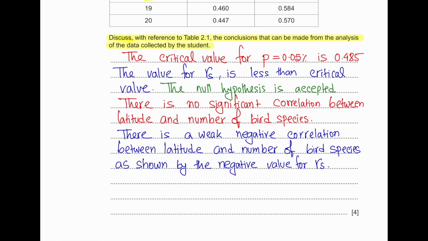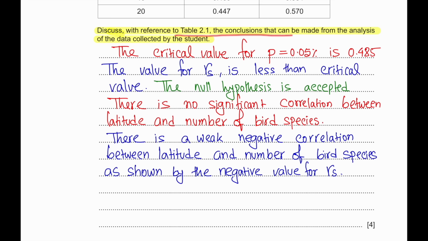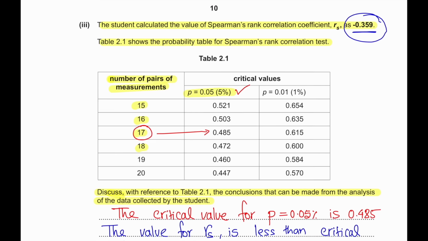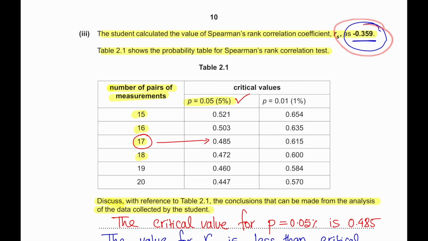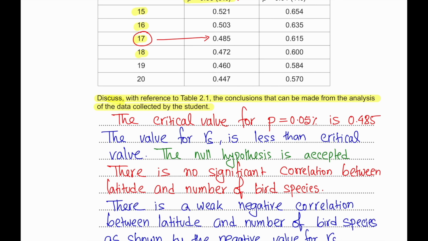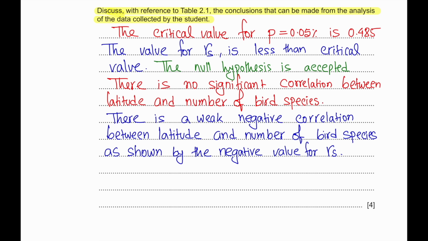So the question was, discuss with reference to table 2.1 the conclusion that can be made from the analysis of the data collected by the student. We can see this RS value is negative 0.359 collected by the student, and the critical value for P 0.05 is 0.485. The value for RS is less than the critical value. That means the null hypothesis is accepted, that there is no significant correlation between latitude and number of bird species. However, there is a weak negative correlation between latitude and number of bird species as shown by the negative value of the RS.